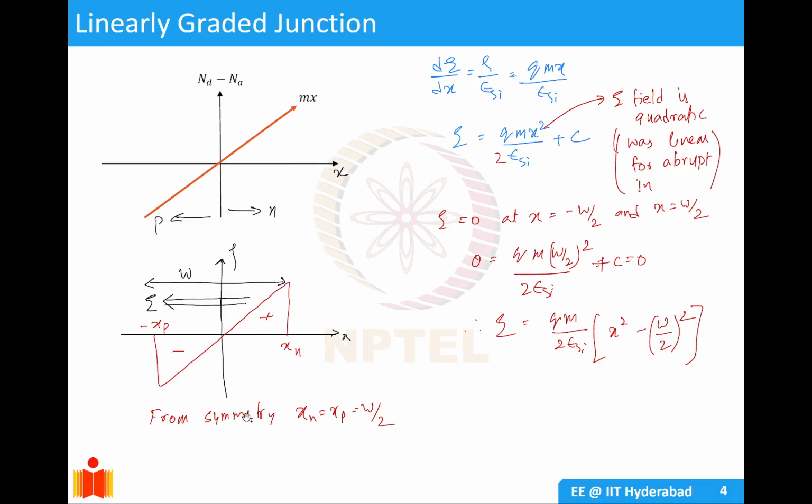So in this case, for the symmetric case, xn equals xp equals W by 2. Your depletion width will be equally distributed on both sides for maintaining charge neutrality. In this case, rho is given as qmx, where m is the slope of this linear grading.